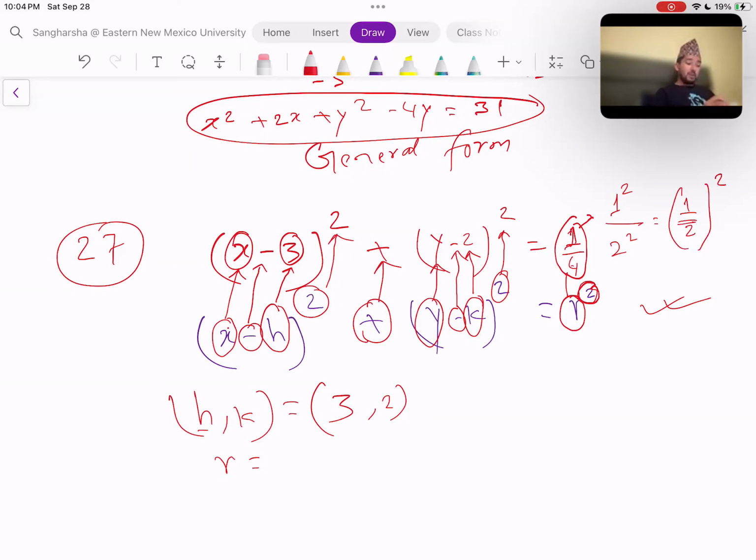Now we can compare here. For square, we have square, and for r, we have 1/2. Your radius is 1/2, and this is the final answer.